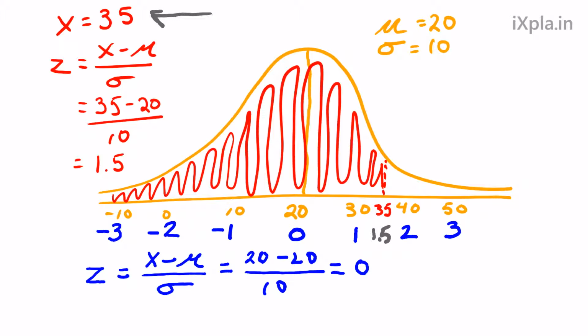And so we want to go to Appendix A. We want to look up a z-score of 1.5. And then under the body column, we want to find out what proportion of the normal curve is to the left of a z-score of 1.5. If we do that, we'll find that the area is equal to 0.9332. In other words, a little bit more than 93% of the people scored less than 35.